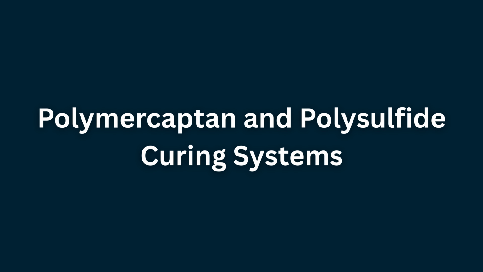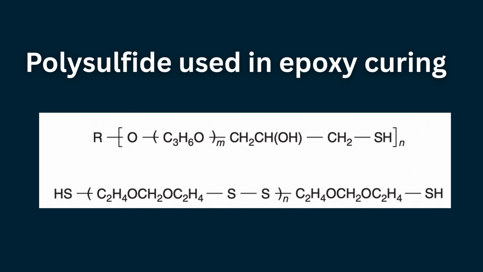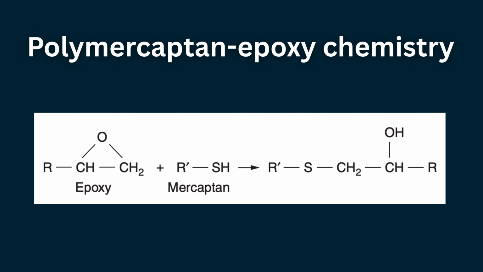Polymercaptan and polysulfide curing systems. Polymercaptans and polysulfides are sulfur-containing oligomers with reactive sulfhydryl (-SH) groups. These groups react readily with epoxy rings to produce cross-linked structures at room temperature. Polymercaptan-cured epoxy adhesives are notable for their extremely rapid curing. Some formulations can cure at temperatures as low as 0 degrees Celsius to -20 degrees Celsius, making them attractive for low-temperature applications. Typical systems have pot lives of 2 to 10 minutes and reach handling strength within 10 to 30 minutes. Such systems are widely used in commercial 5-minute epoxy adhesives.